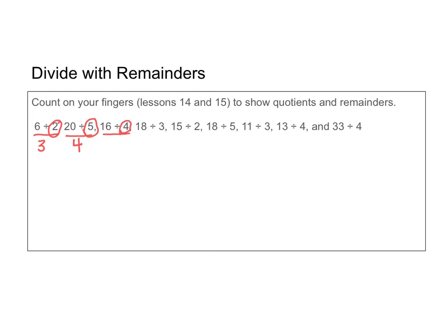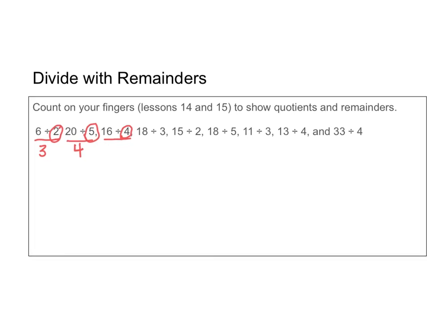We're going to do 18 divided by 3. And 18 divided by 3, we're going to count by 3s because that is our divisor. And here we go. 3, 6, 9, 12, 15, 18. How many was that? That was 6. Do we have any remainders? No remainders.